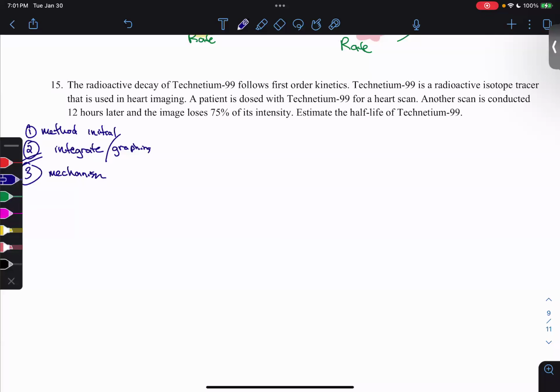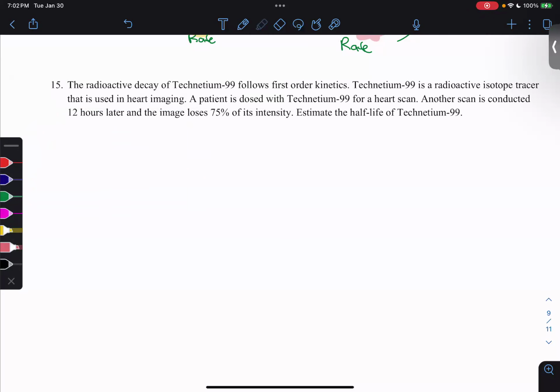So I like this question. I wrote it myself. And if I find it on Chegg, I'm gonna be real mad. All right, so we have radioactive decay of technetium-99. So this is for you health people out there, I guess. It follows first order kinetics. So we should know that all radioactive decay follows first order kinetics.